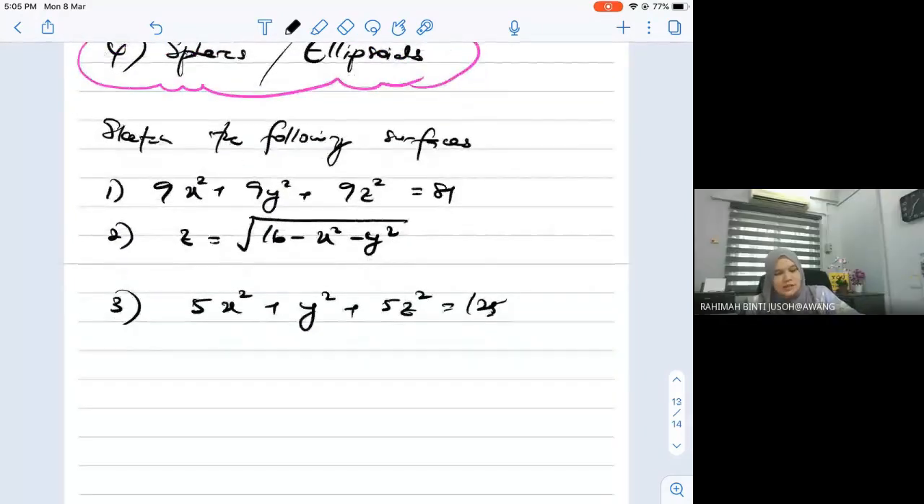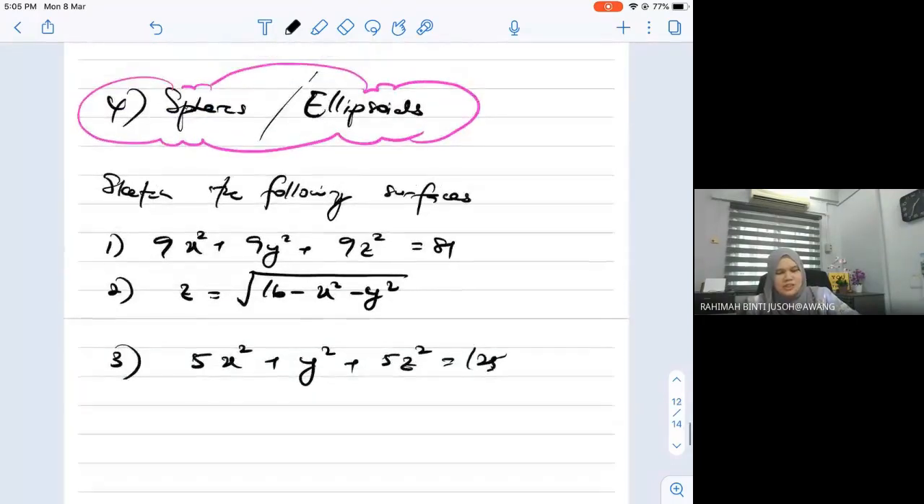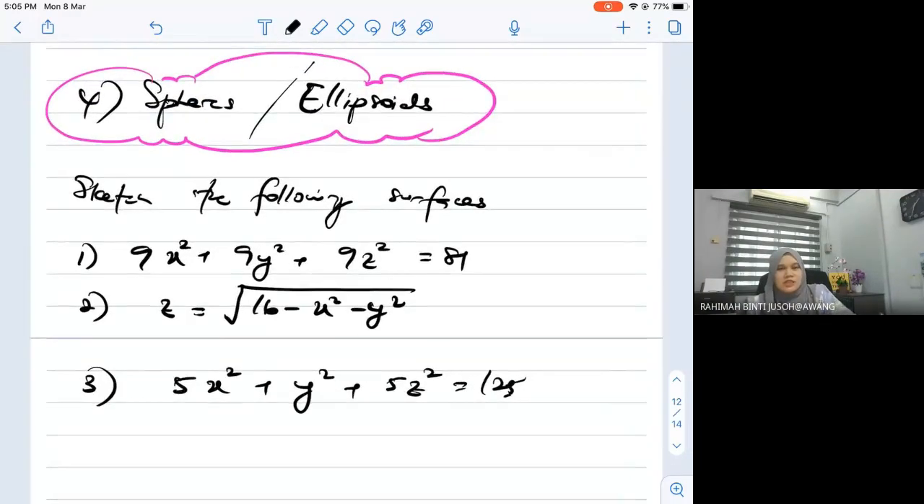Alright, so now you tengok saya ada 3 soalan macam ni. Saya suka combine teruslah spheres dengan ellipsoid sebab equation dia lebih kurang sama. Cumanya kalau spheres ni dia punya coefficient tu samalah. All the coefficients for x, y dengan z dia akan sama. Tapi kalau ellipsoid dia akan ada nilai yang berbeza. So let us solve one by one this question.